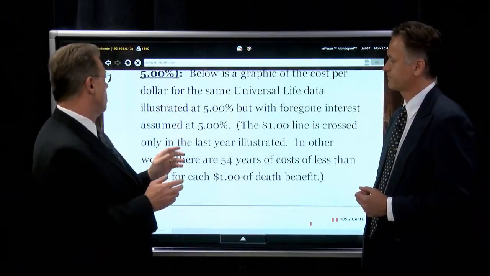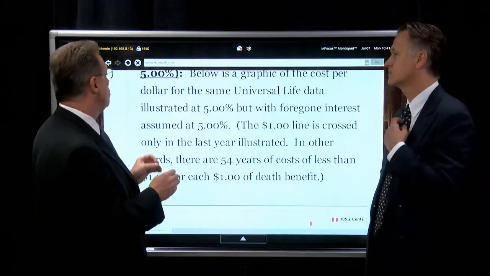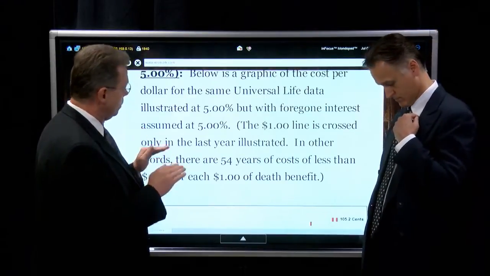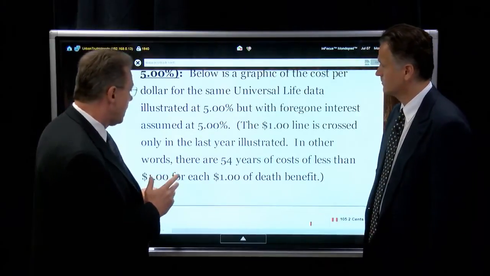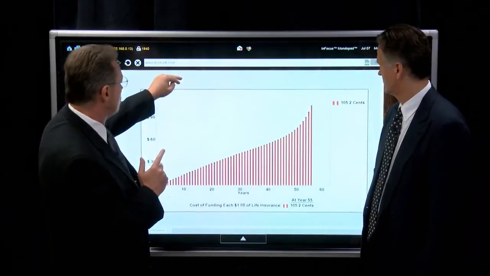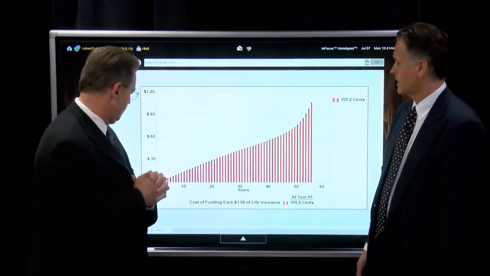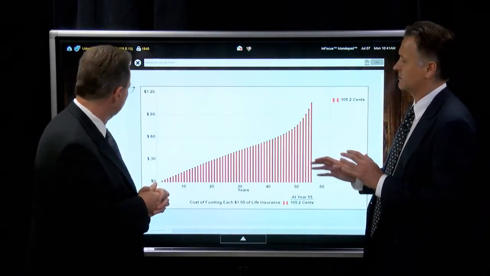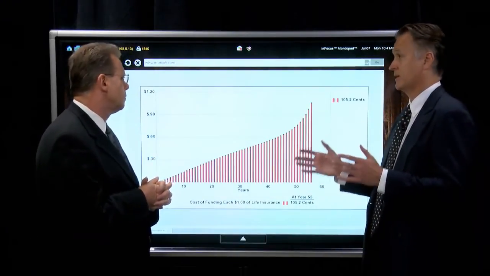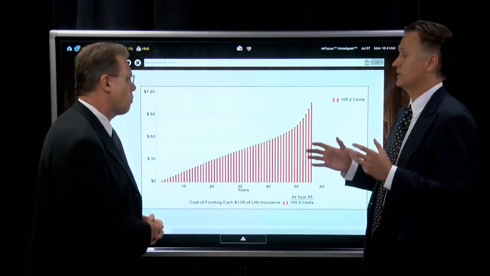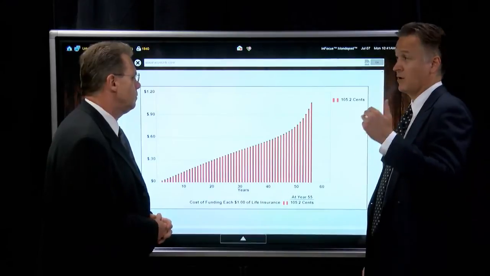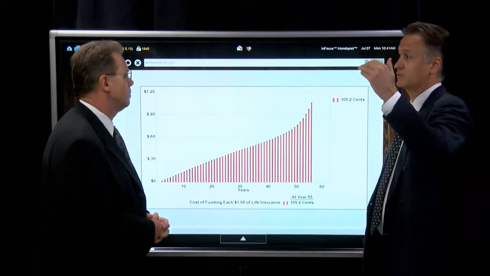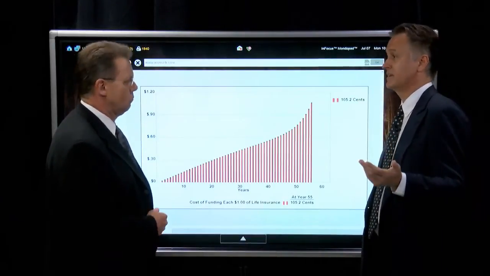Now, in this graph we're talking about the cost for the same universal life insurance illustration at 5%. Walk me through it, because this time we're going to talk about something a little different. What is this graph talking about? What this graph is saying is, if you took the premium that you're paying in the cash value policy and put it in the bank and earned 5% interest, then your cost in pennies for each dollar of life insurance would be higher because of the use of money assumption.